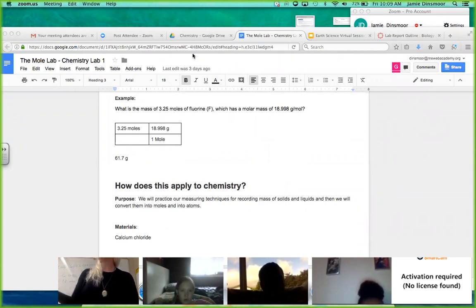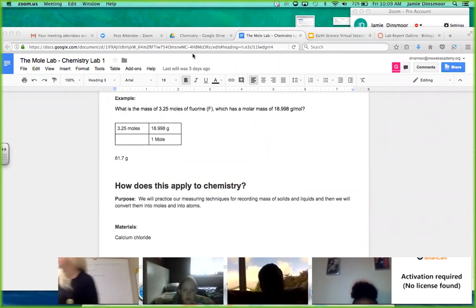So in the lab, I have this example written. Let's do it over here. If we have something that is 3.25 moles, and we want to find out, oh, I'm sorry, there's actually a question that I'm not even reading. I'm just going straight to doing the math. What is the mass of 3.25 moles of fluorine, which has a molar mass of 18.998 grams per mole, right? So molar mass units are going to be grams per mole.